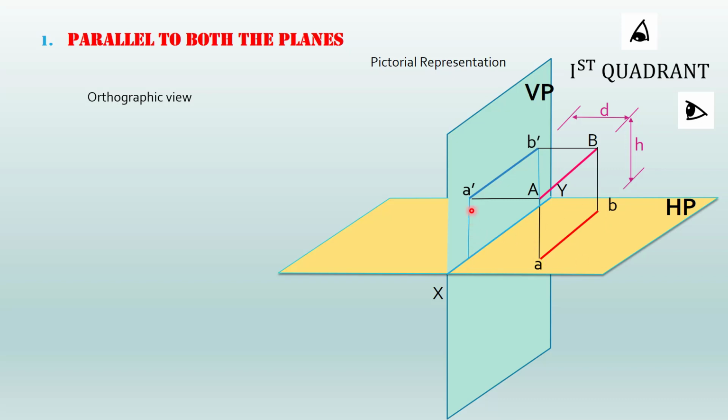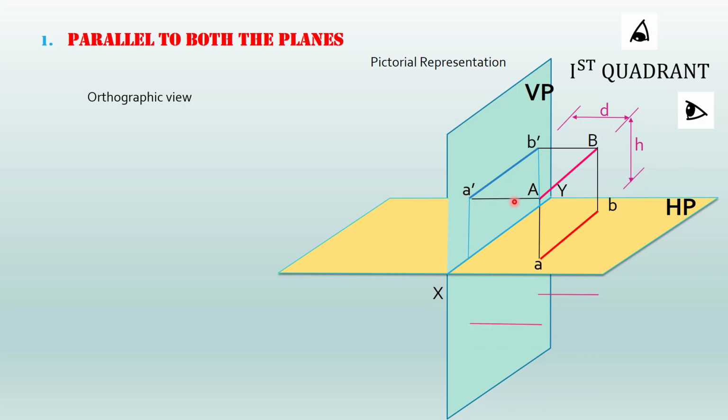That is this length. The distance of elevation from the XY line will be equal to the distance of capital A or capital B from the horizontal plane. So, the distance from the horizontal plane will be marked on the vertical plane. I hope that is clear. The distance from the horizontal plane will be marked on the vertical plane.